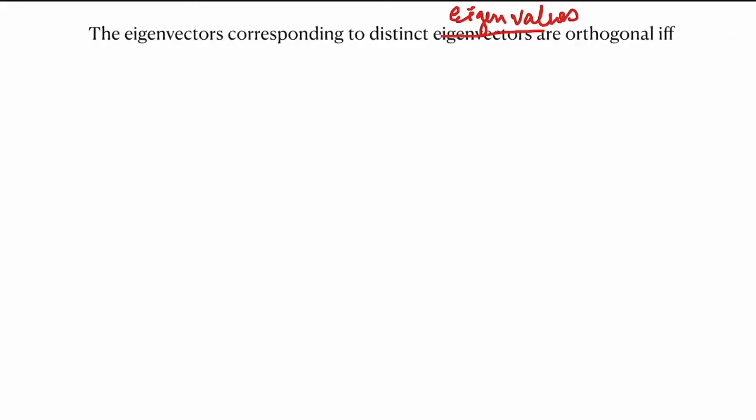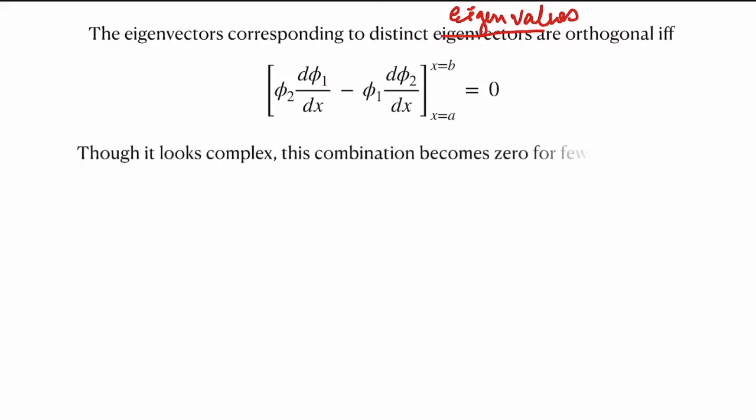The eigenvectors corresponding to distinct eigenvalues are orthonormal if and only if the term within the bracket vanishes on the boundary, that is x is equal to a and x is equal to b. Though it looks like a complex combination to go to 0, there are simple cases where it vanishes because it comes as a product of a function and its differential, or to be exact, it's a Wronskian of phi 1 and phi 2.